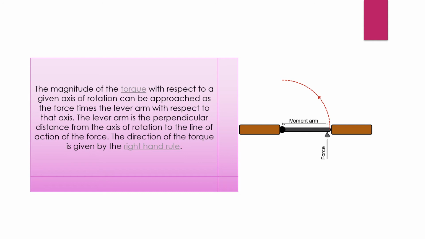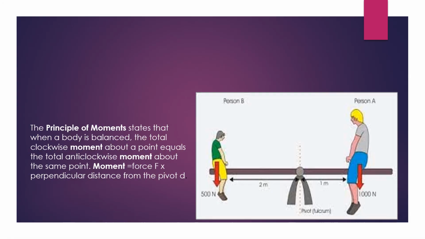You know about the right hand rule. So let's move towards the principle of moments, which is the second topic of the day. In the picture you can see two persons or two objects. If the weight of the first person A is 1000 Newton and B is 500 Newton, how can you say that they are in the right position?